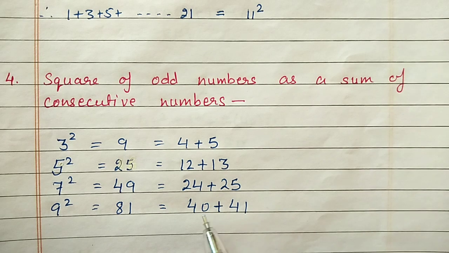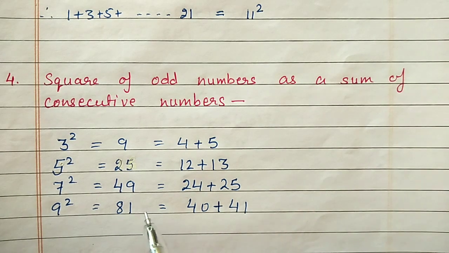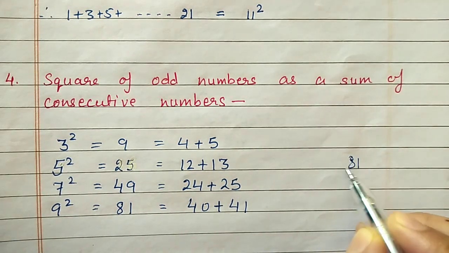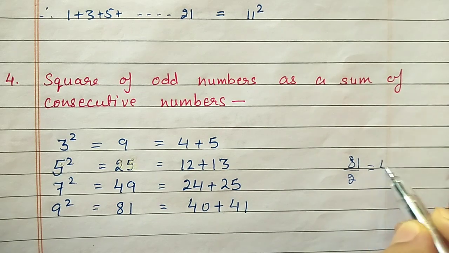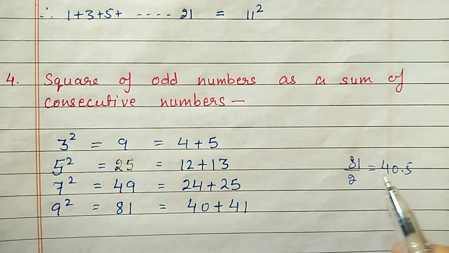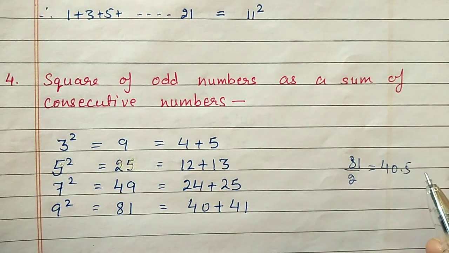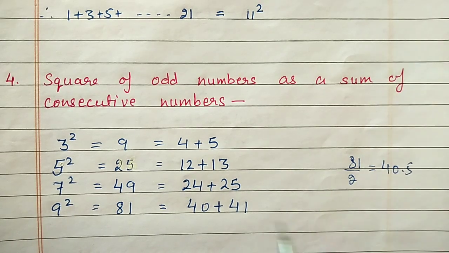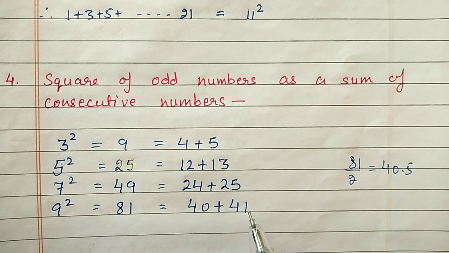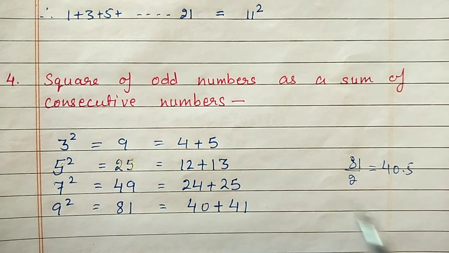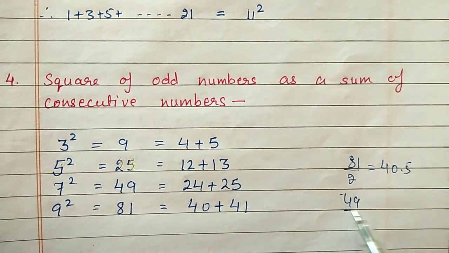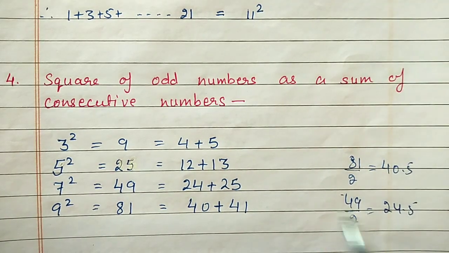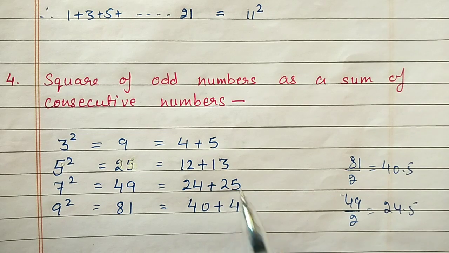So how to get these numbers? It's very easy. Suppose we have 81. Take half of 81, divide 81 by 2. We are getting here 40.5. So the answer will be 40 and the next number. Before 40.5 is 40 and after that 41. So the answer will be 40 plus 41. Similarly 49. If you take half of 49, then the answer will be 24.5. So the numbers are 24 plus 25.